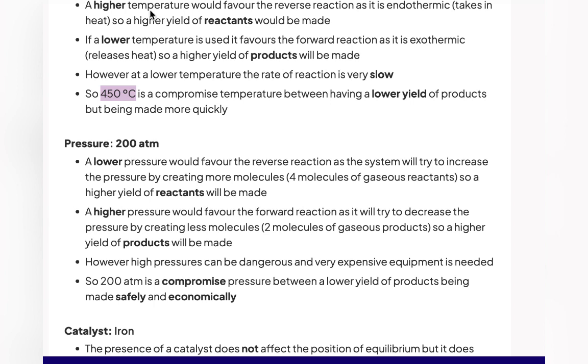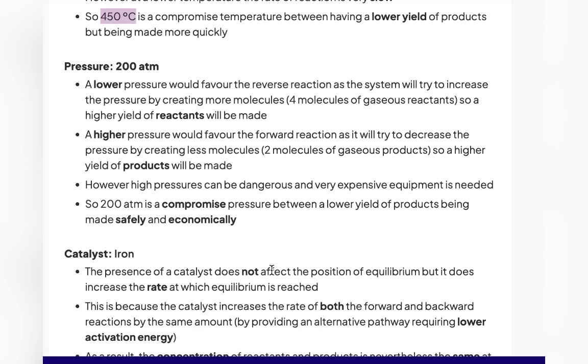Now let's move on. A higher pressure will favor the forward reaction as it will try to decrease the pressure by creating fewer molecules. That's 2 molecules of gaseous product, so a higher yield of product will be made. We've already explained this. Anyway, high pressure can be dangerous and is very expensive.